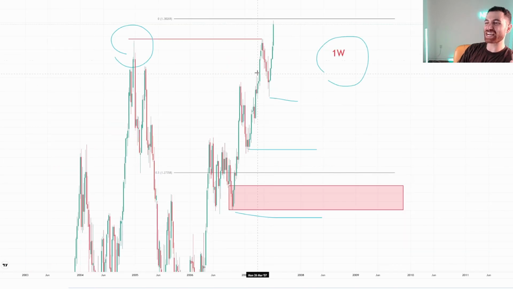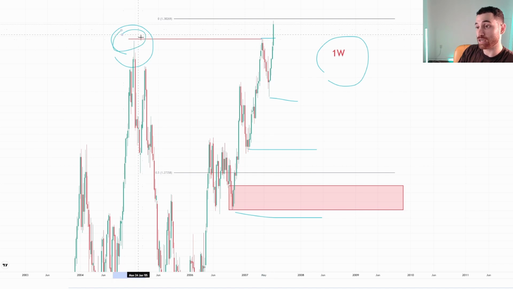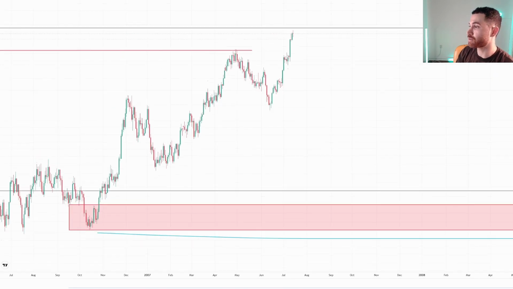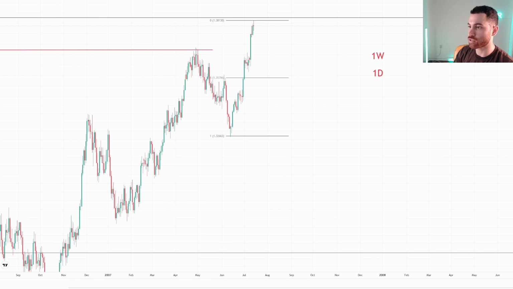But the thing that we can actually use about this is that we broke out above this high, and this was a long-term high, and we broke above this guy also. So clearly we're going up. Then you go to daily time frame. This is way better. You draw your structure there also.